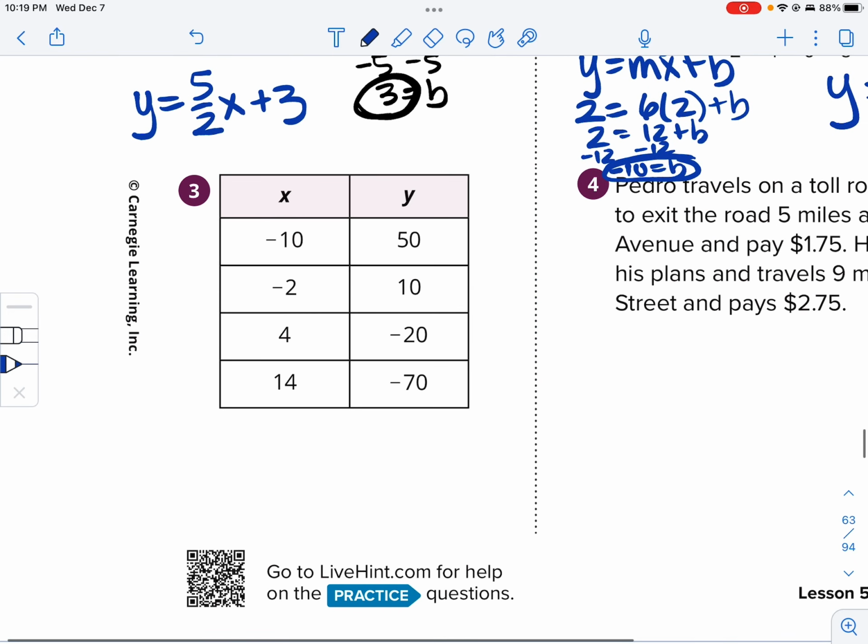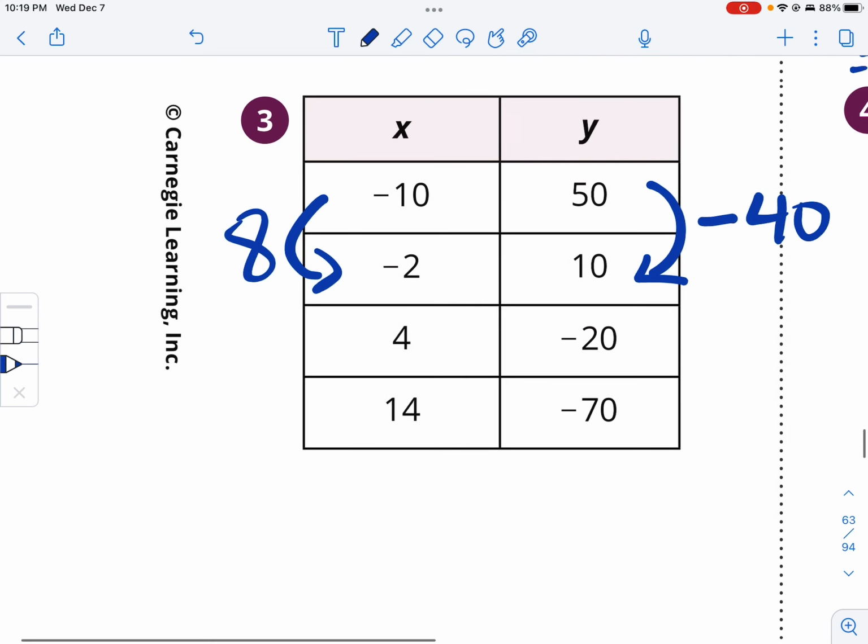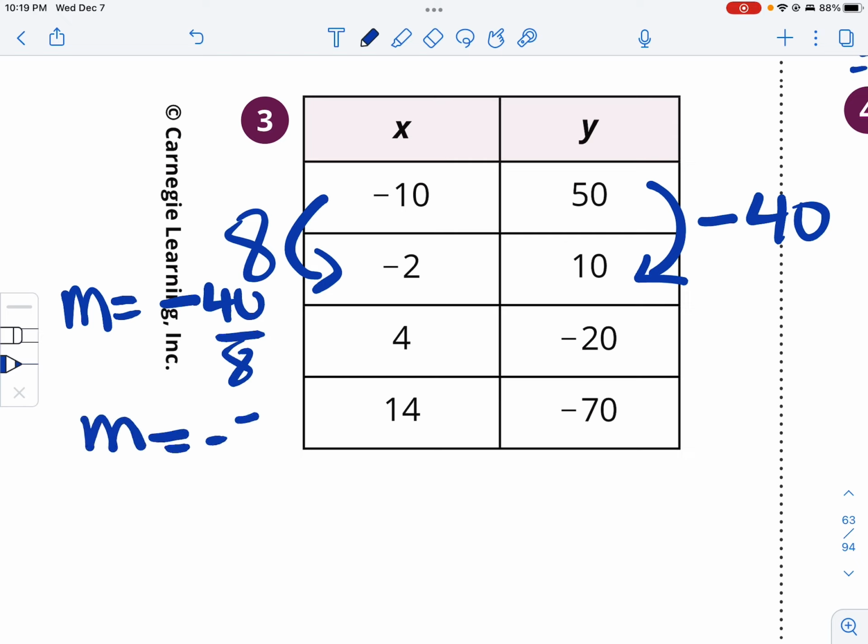This one. Okay, to go from 50 to 10, I went down 40. To go from negative 10 to negative 2, I go up 8. So my slope here is going to be negative 40 over 8. So my slope here is negative 5.